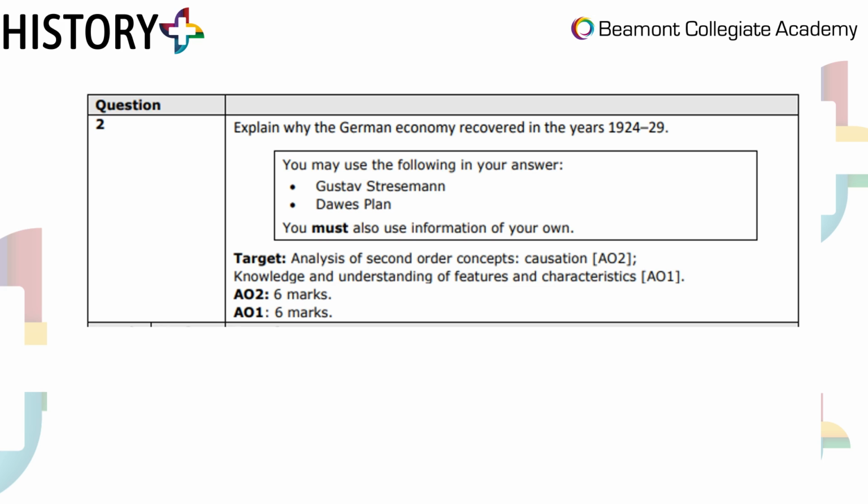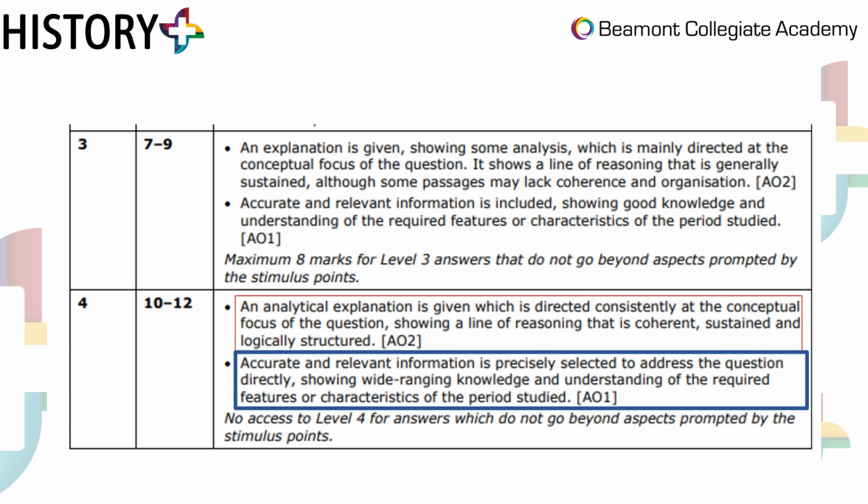That means you're going to be writing 3 paragraphs. What the examiners are looking for here is 2 things. First of all, for assessment objective 1, this is your knowledge. They're checking how much you know about this period in question. And assessment objective 2, this is the second order concepts of causation. How well can you explain why something happened? And you can see that in this question, you get 6 marks for each of those. So it's not just all about the knowledge, it is about how well you can explain that knowledge as well. So let's look at what you need to do to get the very best marks.